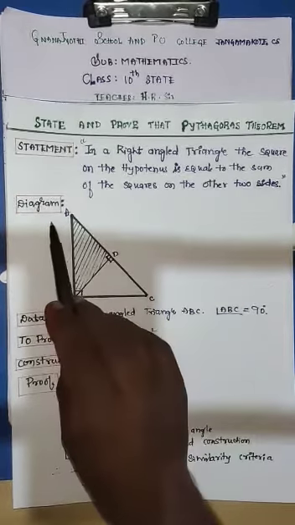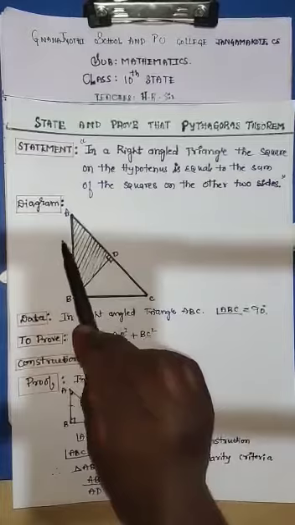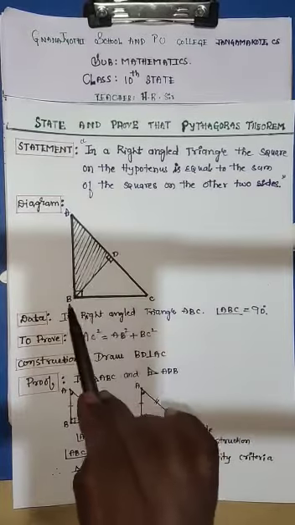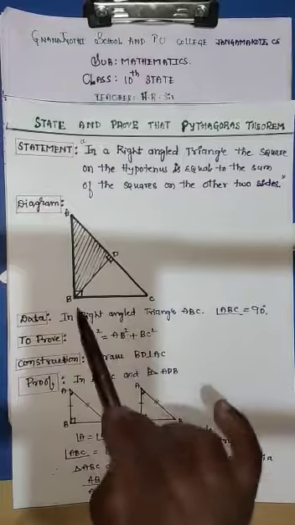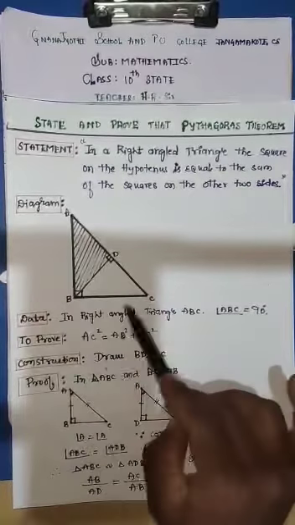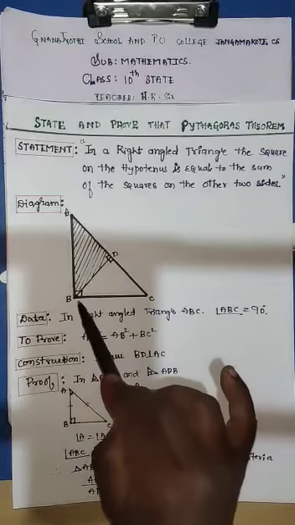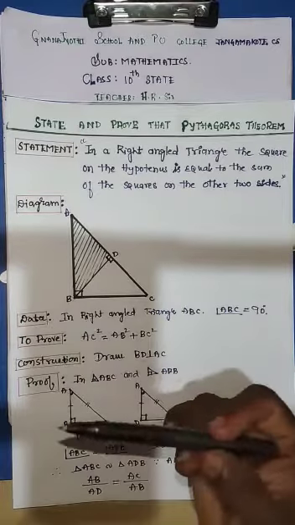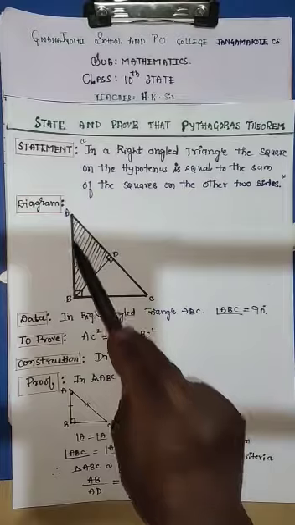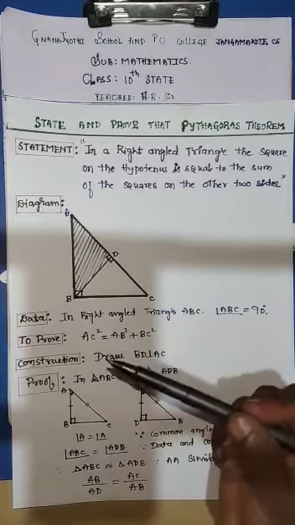So next step, we have a diagram. See here, triangle ABC is a right angle triangle. So the angle B equals 90 degrees. It shows that the angle ABC is 90 degrees, right?